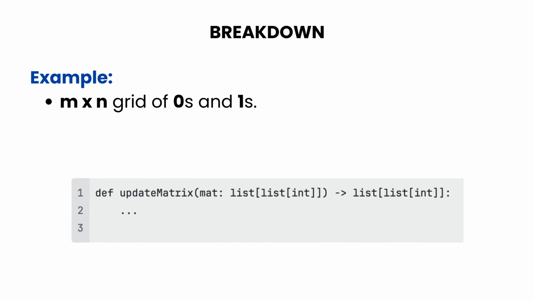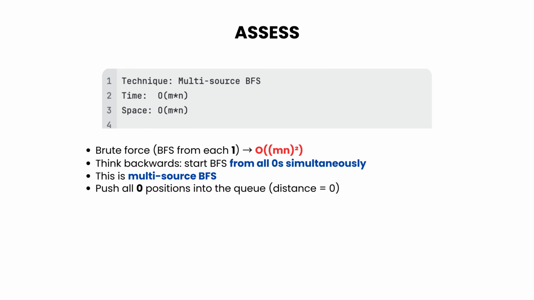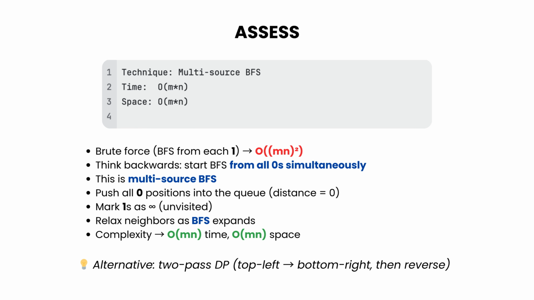We're given an M by N grid of zeros and ones. For every cell, return the distance to the nearest zero using 4 directional moves. Distances are shortest path lengths in an unweighted grid. Brute force, running BFS from each one, is O(MN squared). Instead, think backwards. The nearest 0 to a 1 is discovered if we start BFS from all zeros simultaneously.